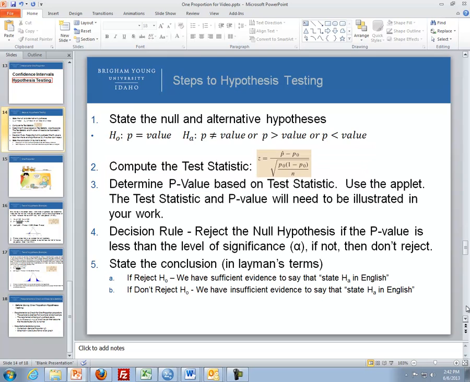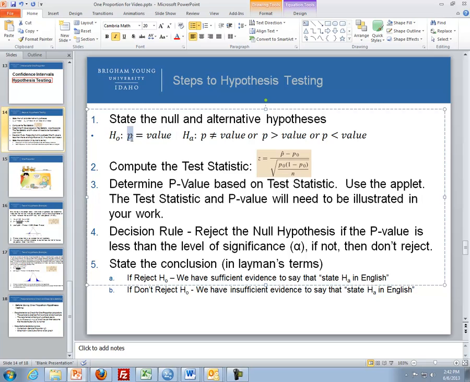Okay, so with hypothesis testing, here are the 5 steps of how to do a hypothesis test. Step 1 is state the null and alternative hypotheses. How we state the null, we used to state it in terms of mu, which is our population mean. Now we're going to state it in terms of p, which is a population proportion. We'll set it equal to a certain value, whatever that proportion is.